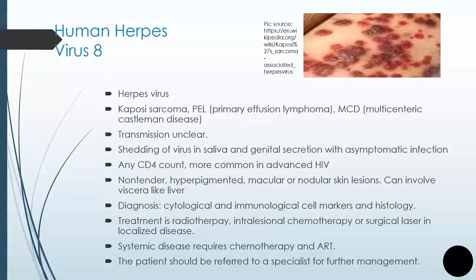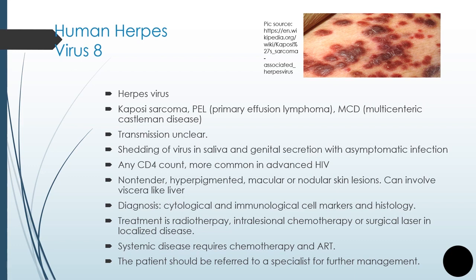Human herpes virus 8 is known to cause Kaposi sarcoma, primary effusion lymphoma, and multicentric Castleman disease in patients with HIV. The disease can occur at any CD4 count, however, it is more common in advanced HIV. The route of transmission is unclear, but shedding has been noted in saliva and genital secretions of asymptomatic patients. Kaposi sarcoma presents as non-tender, hyperpigmented, macular or nodular skin lesions, and this can involve viscera like the liver as well. Diagnosis is done with cytological and immunological cell markers and histopathology.